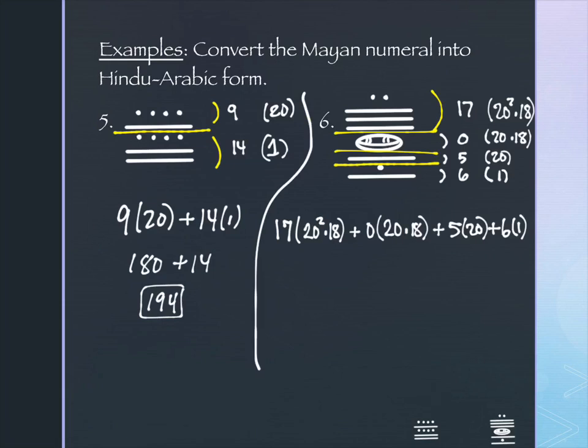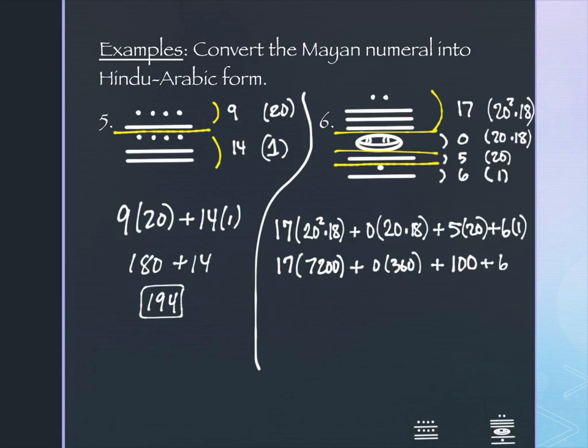Do you know what 20 squared times 18 is? Does anybody have that number? 7,200. So I'm just going to take one step to write a little bit more out. You don't have to do that. You said 7,200, right, Madison? Okay. This is 0 times 360, or you could just write 0 at that point. If you'd like to multiply things at the end, you could. 5 times 20 is 100, and then I have a 6.